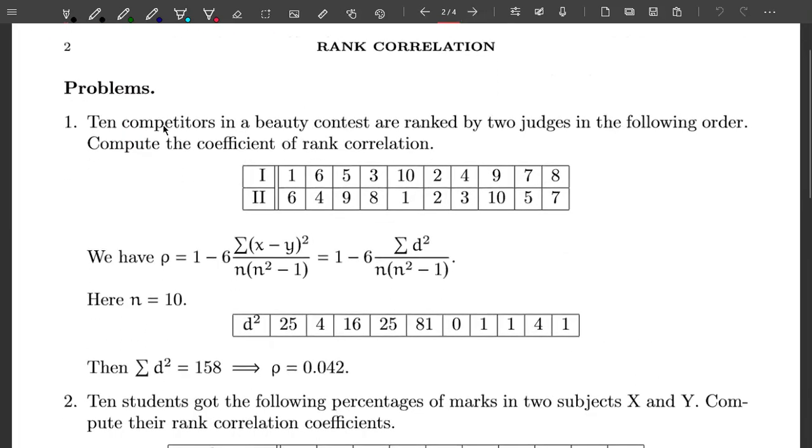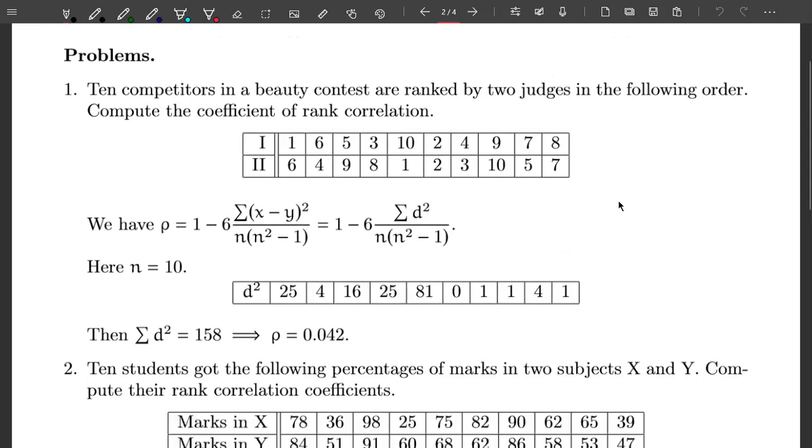Now, the first problem. 10 competitors in a beauty contest are ranked by 2 judges in the following order. Compute the coefficient of rank correlation. So here the participants have been assigned some rank. These are the ranks assigned by the first judge and these are the ranks assigned by the second judge. So now we will calculate the coefficient of rank correlation.